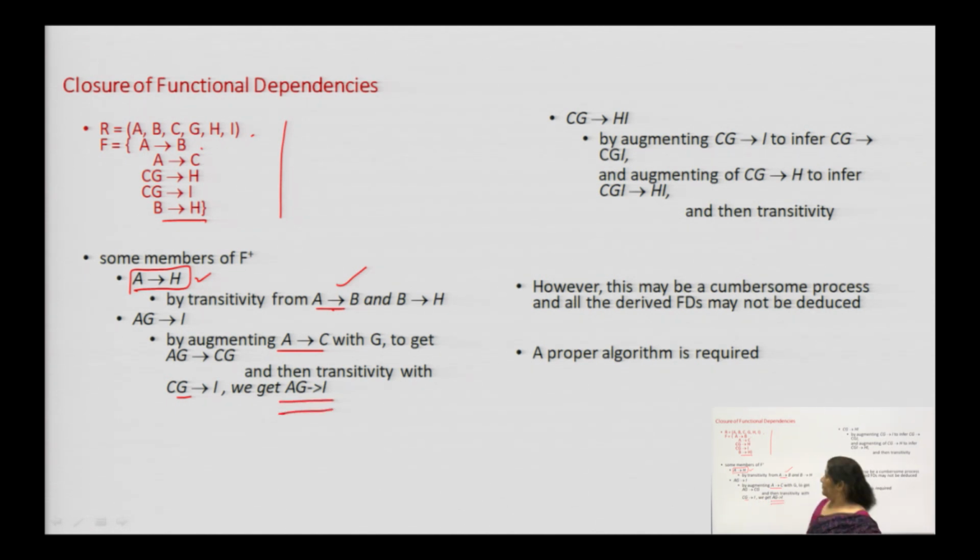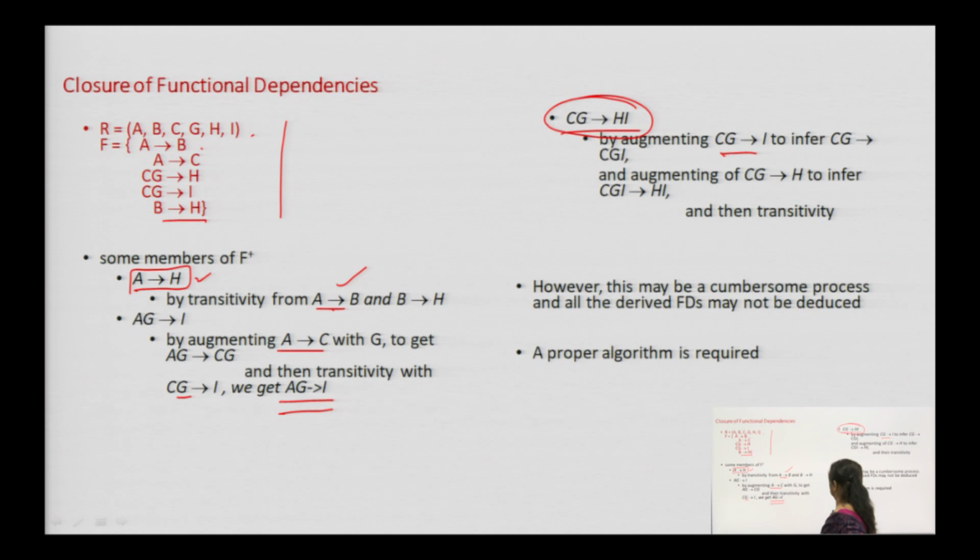Similarly, over here CG to HI can be obtained by augmenting CG to I to infer CG to CGI, that means augment on both sides, and augmenting CG to H to infer CGI to HI. From here we will get CG to HI. So, we see that in this way we can deduce the functional dependencies from the given set of functional dependencies.